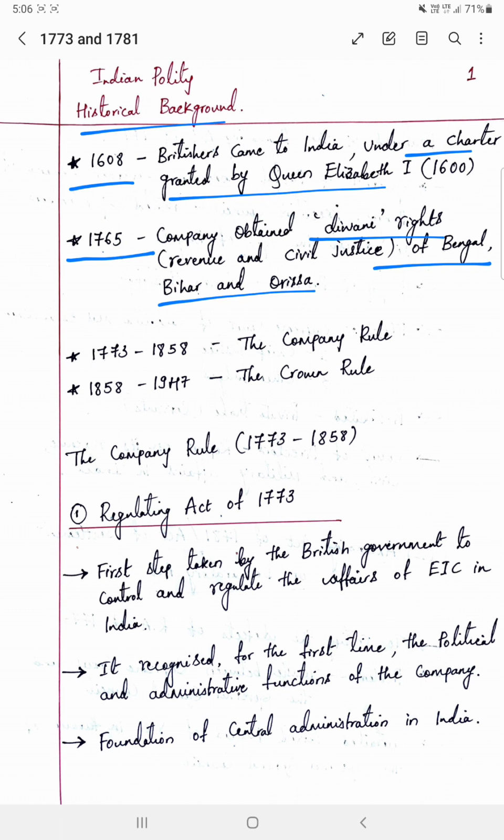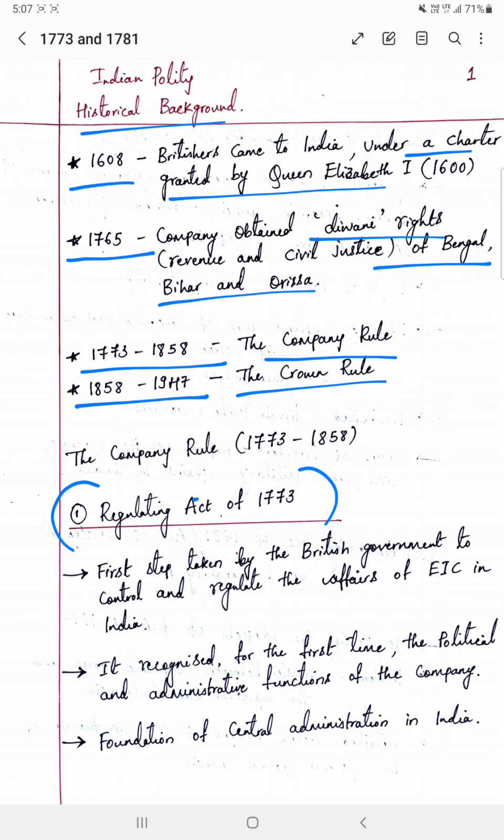So we divide the British rule in India into two categories. One was from the year 1773 to 1858, and we call it the Company Rule. And after the First War of Indian Independence, we call the year from 1858 to 1947 the Crown Rule. So let's start with the Regulating Act of 1773. So what was this act about?